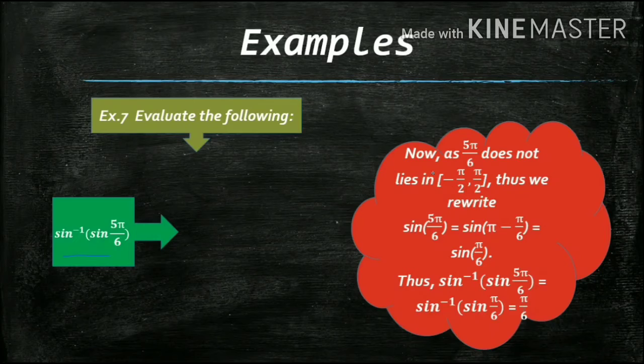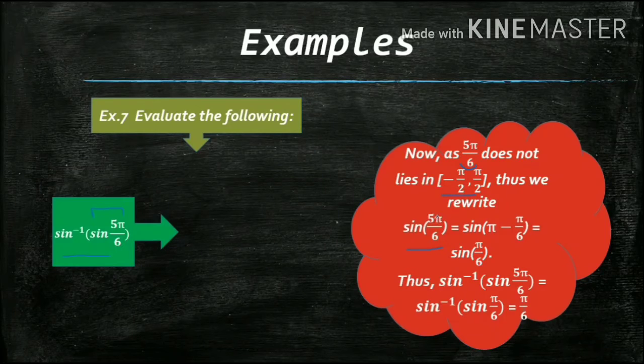We'll proceed in a similar way as we did in that 7 pi by 6 example for the cos. We'll try to convert it in some way. Firstly we say that 5 pi by 6 does not belong to the closed interval minus pi by 2 comma pi by 2. So we directly can't say that its value is 5 pi by 6, because that would be wrong. So what to do then? We rewrite this: we consider just the inner one, sine 5 pi by 6.